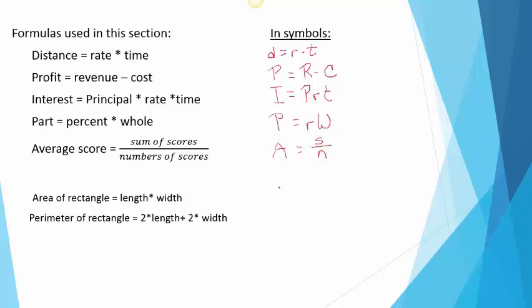A couple others that they just want you to remember are the area of a rectangle, which is equal to the length times the width, and the perimeter of a rectangle, which is equal to twice the length plus twice the width. And perimeter you can think of as the distance around something, a distance around an object. The area is how much space is inside of something. So those are good to go back and refresh your memory on.